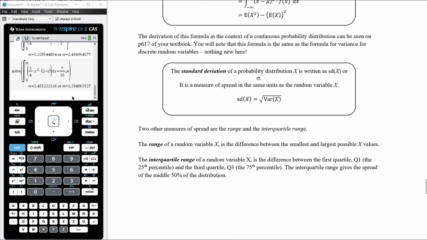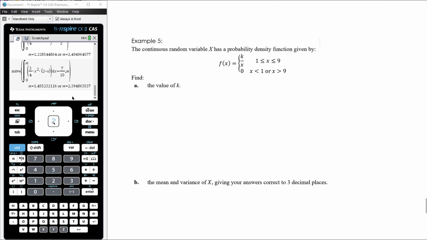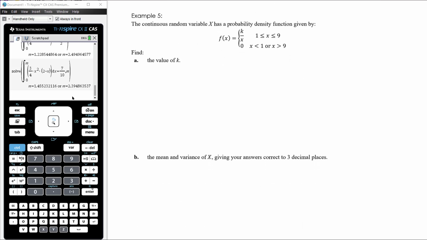Interquartile range, we want to calculate some percentiles. The interquartile range is the difference between the first quartile, which is the 25th percentile, and the third quartile, which is the 75th percentile. So we would need to work out the first and third quartiles and then subtract them to find the interquartile range. It gives us the spread of the middle 50% of the distribution. From the 25th percentile to the 75th percentile, that's the middle 50%, and it tells us the range of those values. Okay, so let's have a look at an example here.